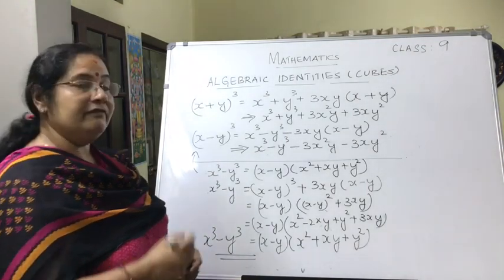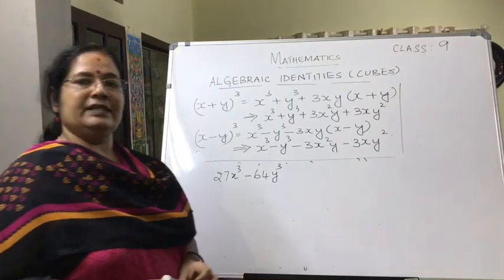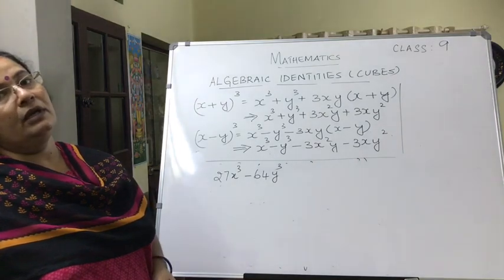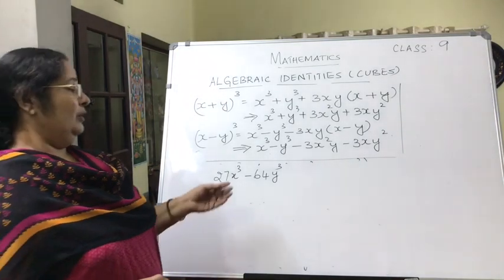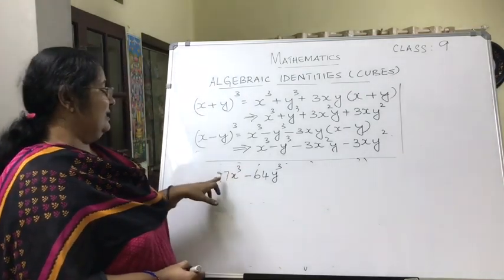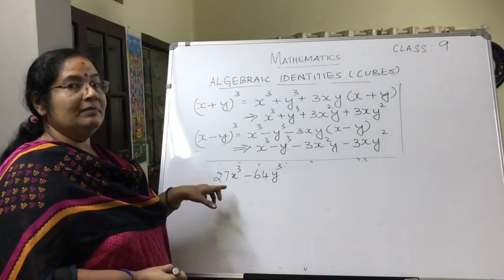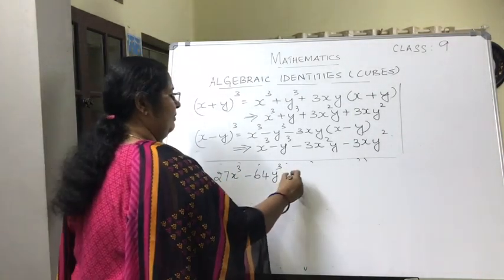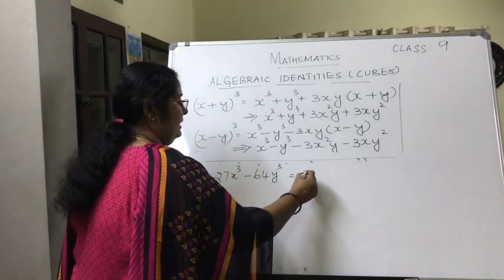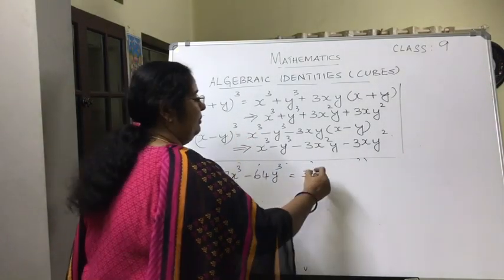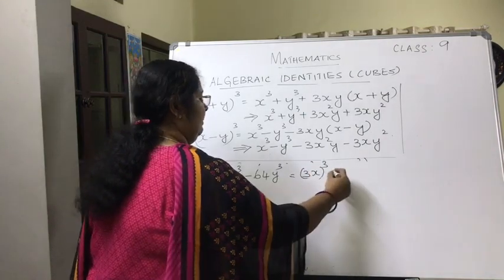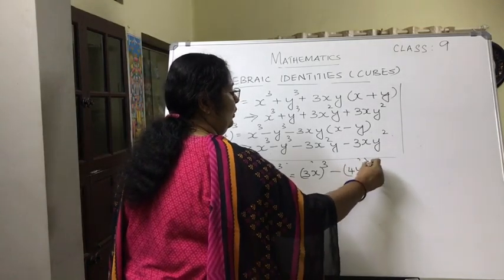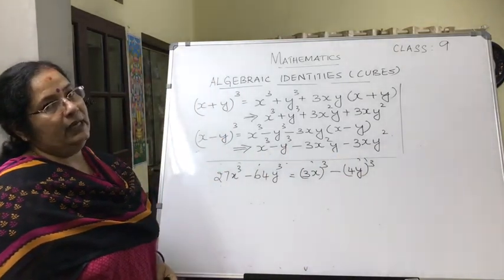Now one more application of this identity. The last 2 identities, we will take one example. Now suppose you have a question here. You have to find what is 27x cube minus 64y cube. Now here what will you do first? This can be written as which form? As perfect cubes. You will be given questions which can be written as perfect cubes only. So 27 can be written as 3 cube, and x cube, so it will be 3x the whole cube minus 64 is 4 cube, so 4y the whole cube. 3x the whole cube minus 4y the whole cube.